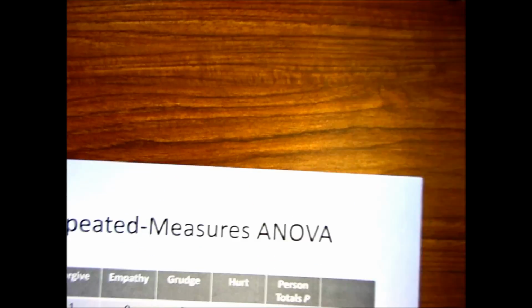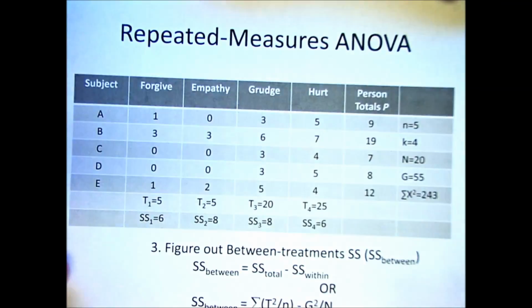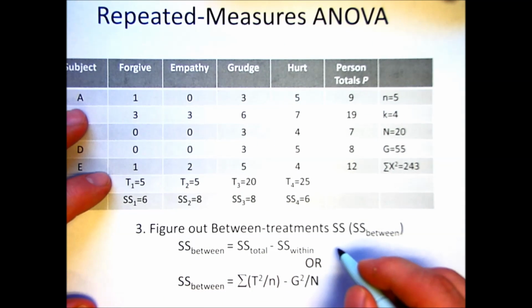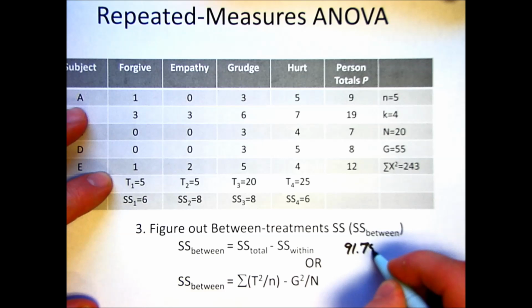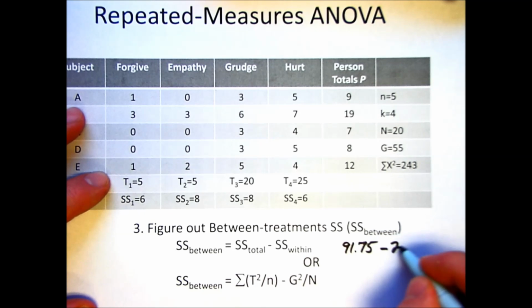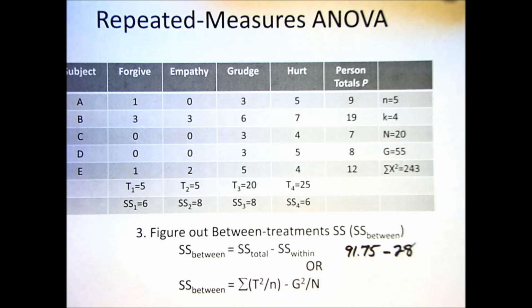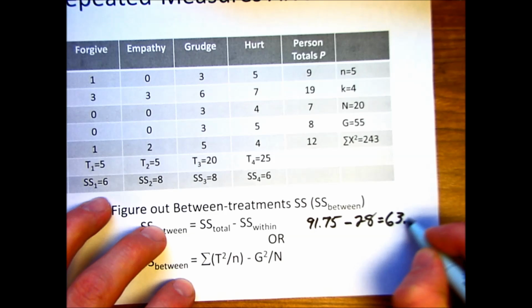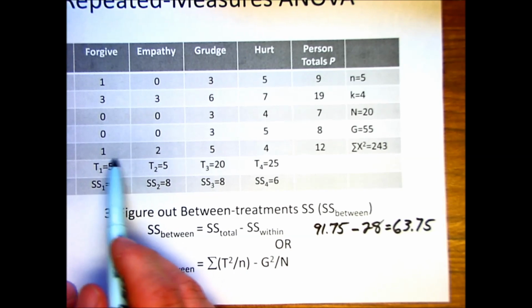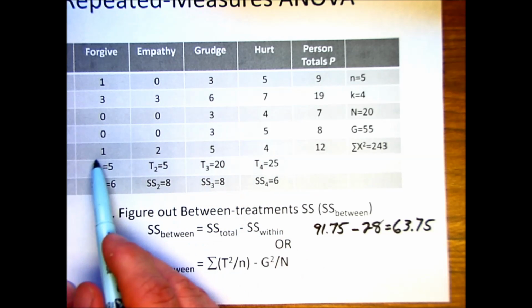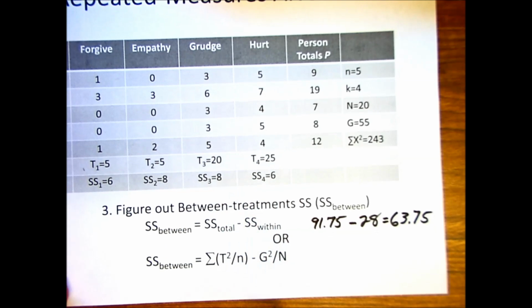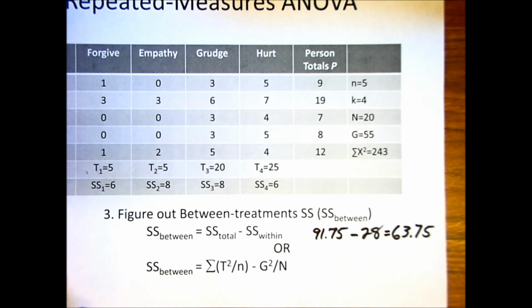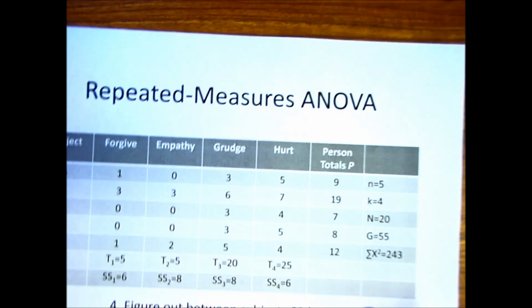And our sum of squares between, remember there's two ways in which we can calculate this, the easy way and the hard way. The easy way is just 91.75, the sum of squares total, minus the sum of squares within of 28. So 91.75 minus 28 gives us 63.75. Okay, so that's the variability here for the treatments, or for the means as we saw it before. So we've got our sum of squares between, sum of squares within, our total sum of squares, just like we calculated with the one-way.